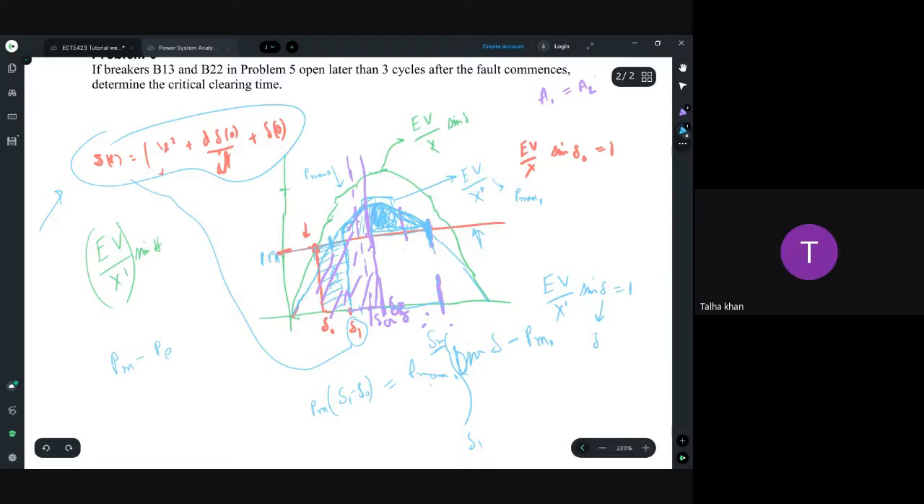Sir, which one exactly do we have to subtract? The one that's above all of it, or the one after the purple line? Let me tell you: when you find the integration of Pmax sine delta from delta 1 to delta max, you will get this whole value. Then you have to subtract this value.